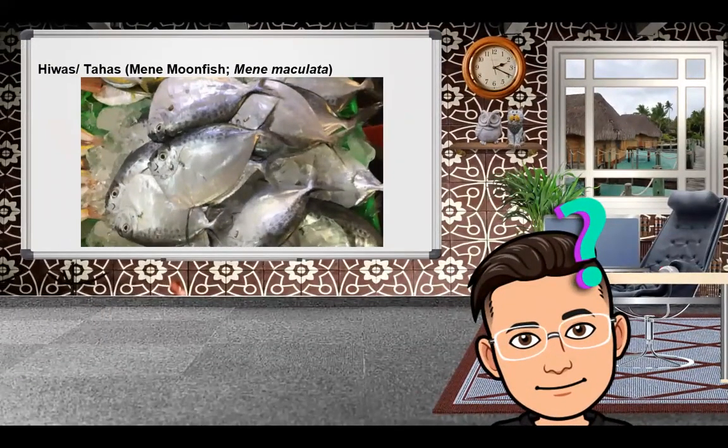Then we have the hiwas or what we call tahas. This type of fish is usually found in muddy, salty water and often in deep water. They are often mistaken for the sapsap fish due to their similar features, flat body and big head, but the hiwas has a protruding belly. The hiwas fish is available in the public market, usually priced at 150 per half a kilo.